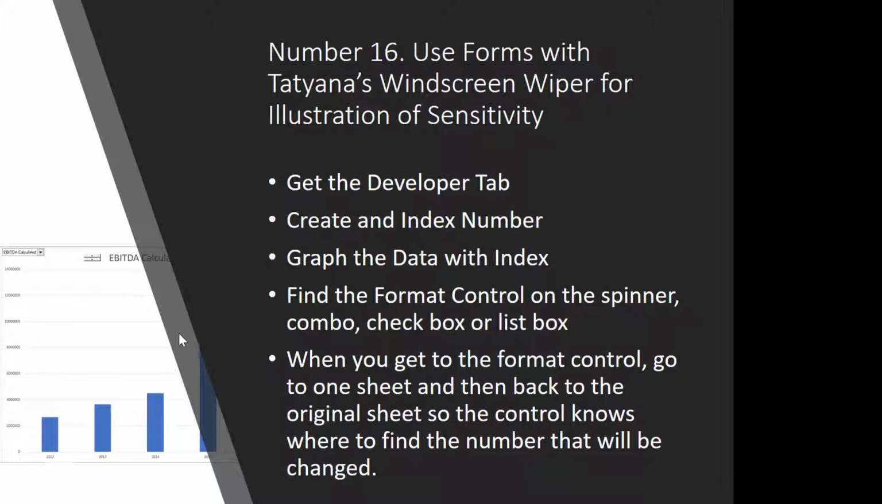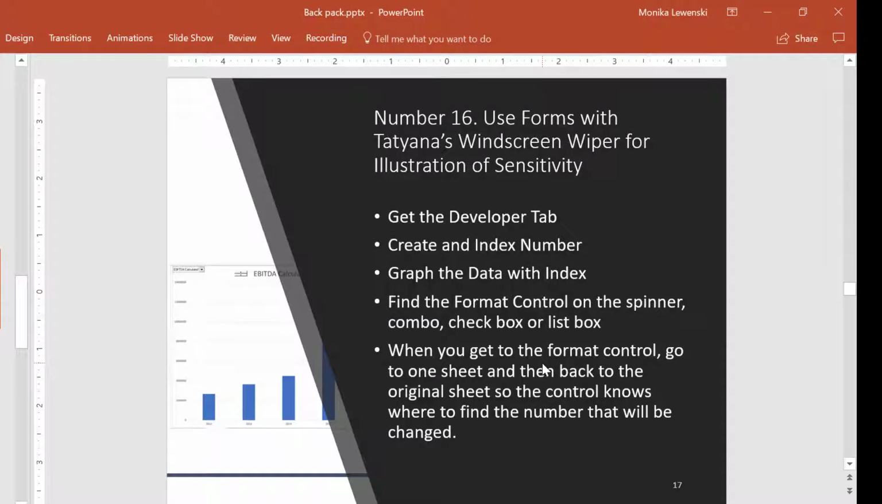This is an effective way to make a graph. Here's what we've got to do. Get the Developer tab, create an index number. This is what's going to be underneath these drop-down boxes. Graph the data. Find the format control, put this little thing in your analysis, and when you get to the format control, you have to go to one sheet and back to the other sheets. Windscreen wiper, windscreen wiper, windscreen wiper. That's the real theme of this backpack number 16.